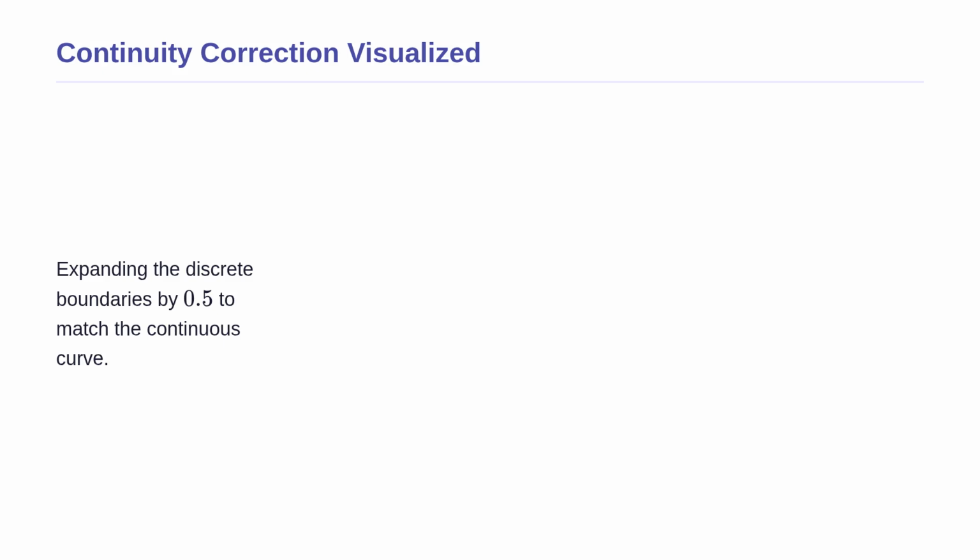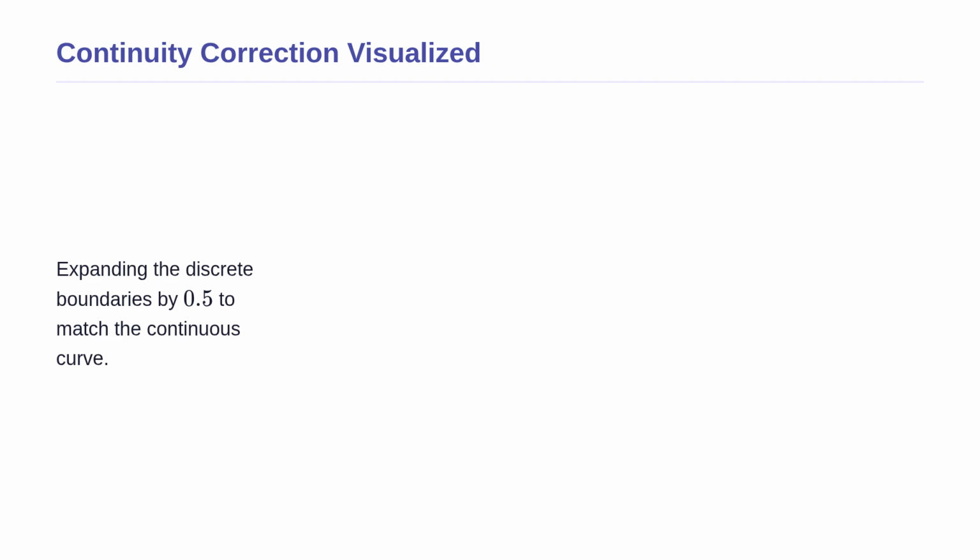Look at the diagram on your screen. The blue rectangular bars represent the discrete binomial distribution, where each bar is centered on a whole number. The smooth red line sweeping over them is our continuous normal approximation. Notice the highlighted orange bar centered at the number 5. If we just calculated the area under the red curve exactly at the number 5, we would only get a tiny sliver of a line. But the actual probability is the entire area of that chunky orange block.